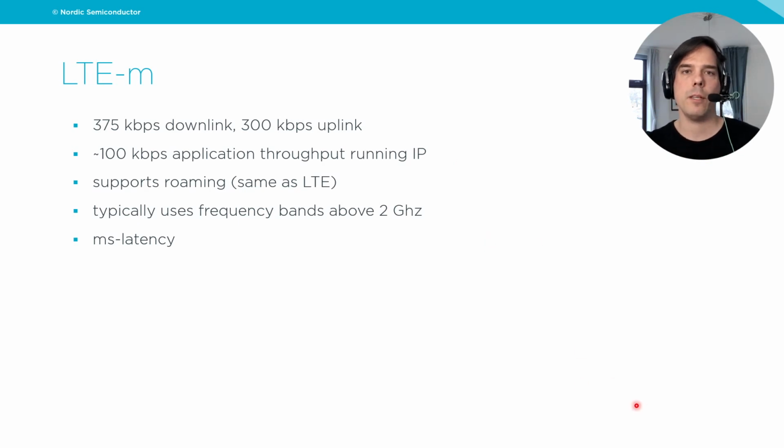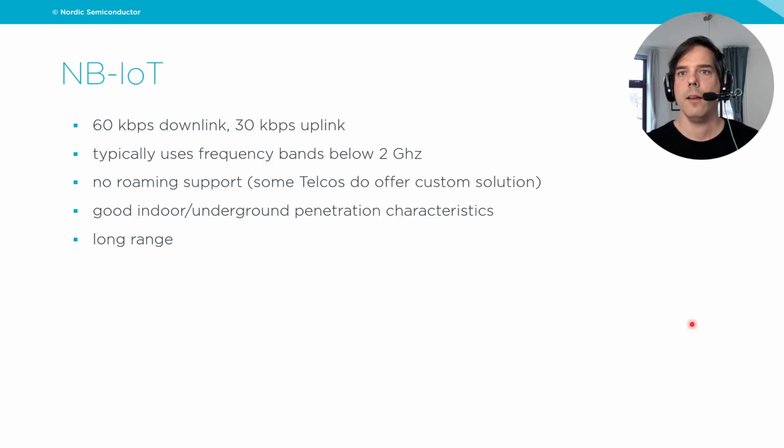It's okay, yeah? So a firmware update using LTE-M, a 250K one, will take maybe 20 seconds roughly. So it's reasonably fast even for bigger payloads. It has great latency in the millisecond range because it uses frequencies above 2 gigahertz. It supports also roaming, which is very important for devices that move around. However, these higher frequency bands don't penetrate very well through walls and into the ground. That's why it's not so commonly used in metering applications, which you typically have inside buildings or in cellars.